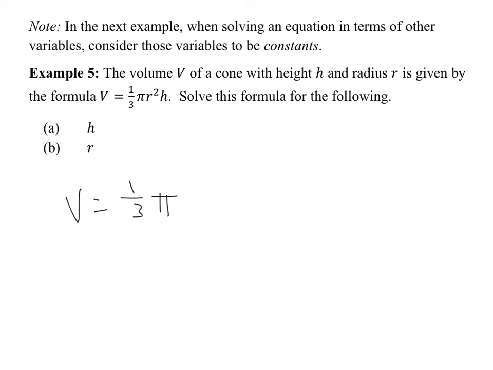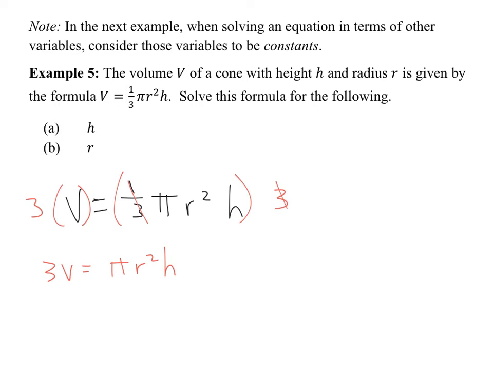Remember that you want to get rid of everything else that's around h, considering that maybe they're numbers. Think of them as numbers. So Sarah, how would you begin this problem? I would start by multiplying both sides by the reciprocal of 1/3, which is 3. That cancels this 1/3 with this 3, giving me 3V equals pi r squared h. Absolutely right.